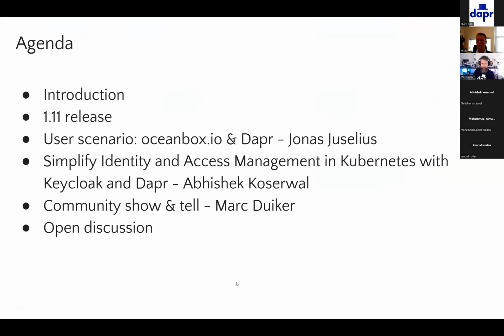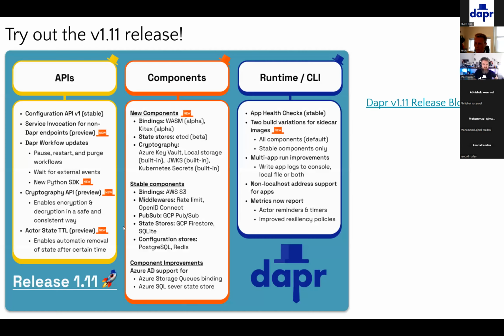Today we'll be covering a lot of cool things. We'll have the 1.11 release, which we just released, and we'll walk through it. There are a lot of cool features we want to talk to everyone about. Then we're going to dive into a user scenario from OceanBox and look at a demo for simplifying identity access management with Kubernetes using Keycloak and Dapr. Then we'll round it out with a community show and tell and some open discussion. First, let's kick it off with the 1.11 release.